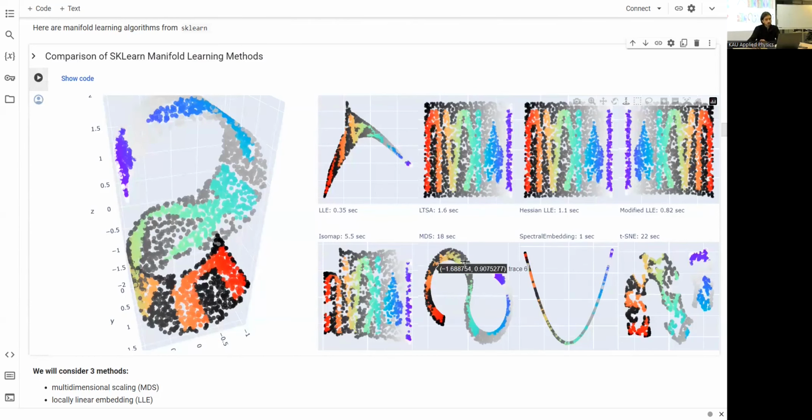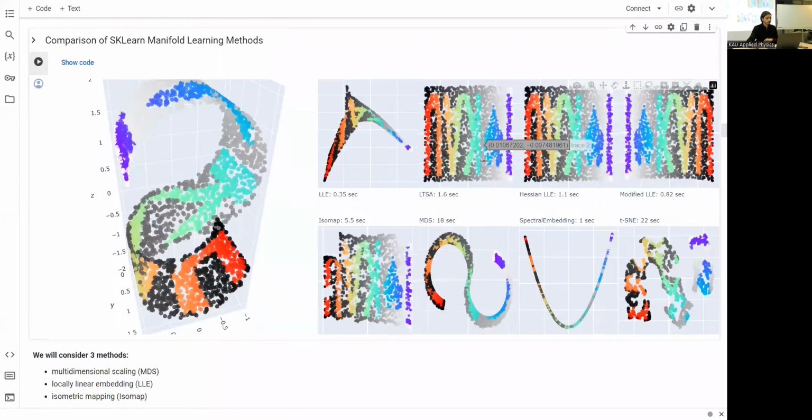MDS was not able to handle it, and neither was spectral embedding. And t-SNE wasn't able to either. Of course, they work with some different manifolds, but that's what we have at the moment. So you see that there are a bunch of methods in sklearn, and at least some of them are really nicely reconstructing almost the original image that we had. And we see that the points that were close to one another are really close to one another after the transformation.